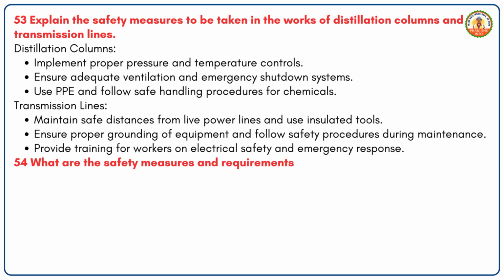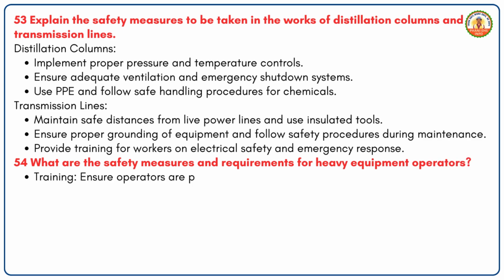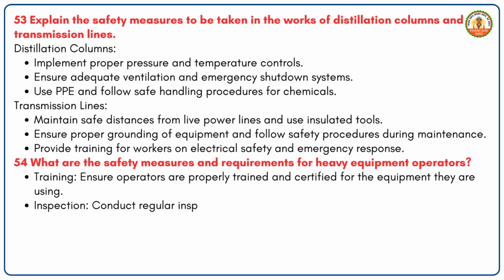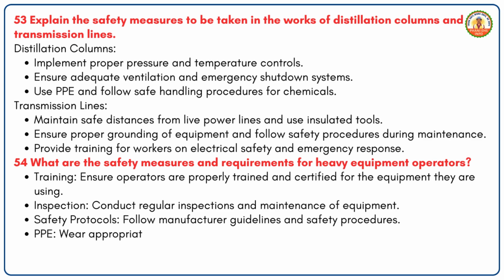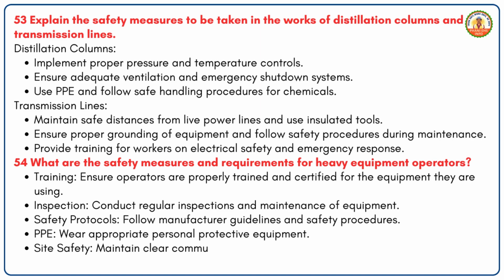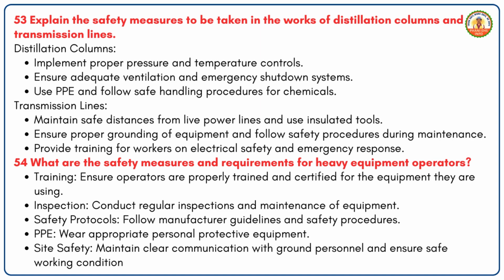54. What are the safety measures and requirements for heavy equipment operators? Training. Ensure operators are properly trained and certified for the equipment they are using. Inspection. Conduct regular inspections and maintenance of equipment. Safety protocols. Follow manufacturer guidelines and safety procedures. PPE. Wear appropriate personal protective equipment. Site safety. Maintain clear communication with ground personnel and ensure safe working conditions around the equipment.